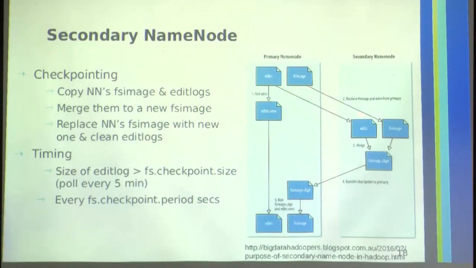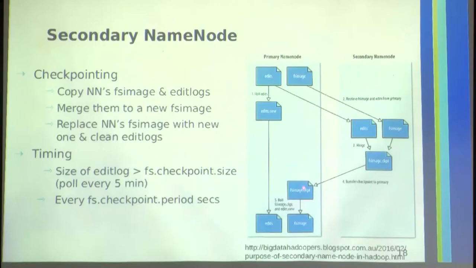And every now and then, these things are copied by the secondary name node. While this copying is taking place, more edits can come into the system. So more changes to the file system could be coming. This isn't changing, but just the edit log is changing, right? And what the secondary name node is doing is taking these two things and merging all of the edits into the file system image to create a new image, which is the image that contains all of the edits.